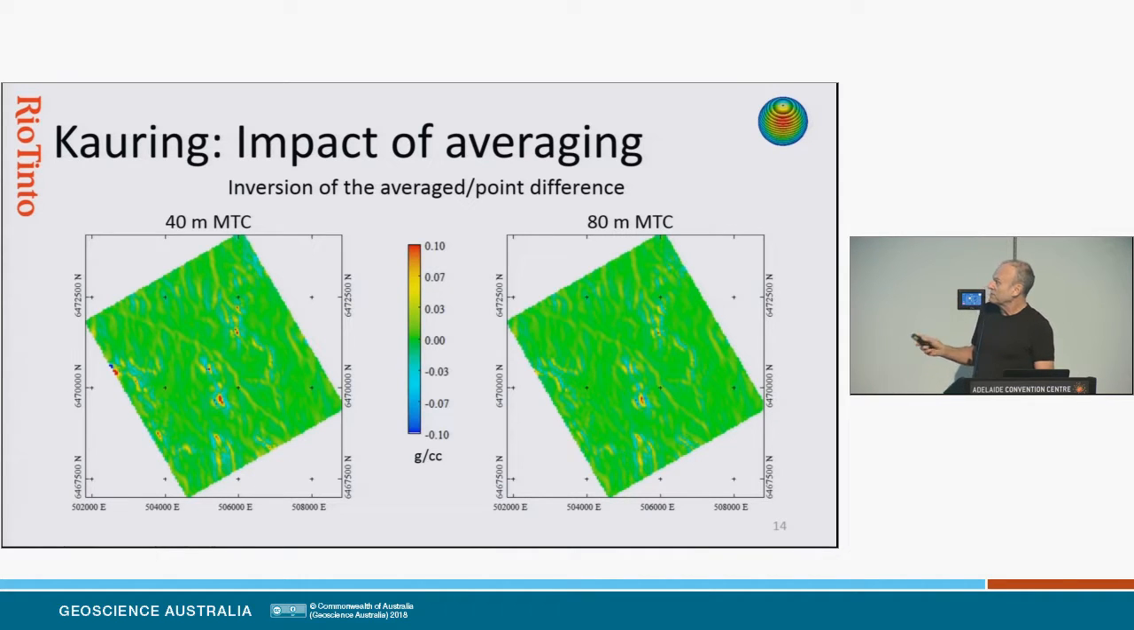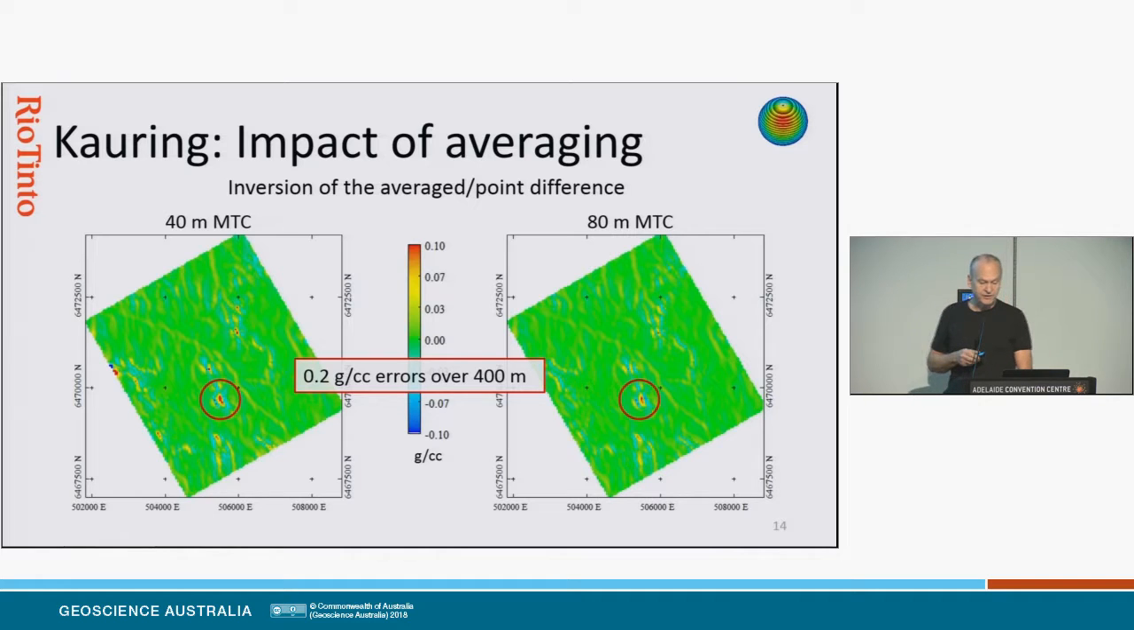These are plotted again on a uniform scale, minus 0.1 gram per cc to plus 0.1 gram per cc. So you can see most of it is green. Most of it you wouldn't even notice, as 0.1 grams per cc is pretty negligible. But you can see that there are systematic things coming in, and if we actually look at those, they're going up to 0.2 grams per cc errors, and that's over the top 400 metres of the inversion model.